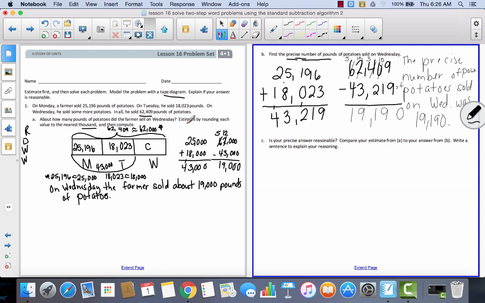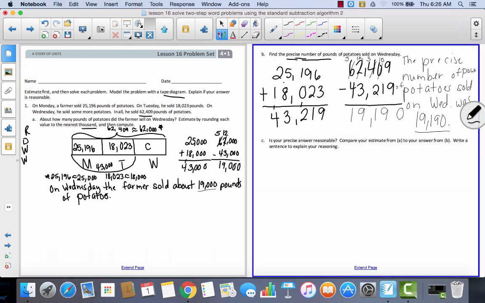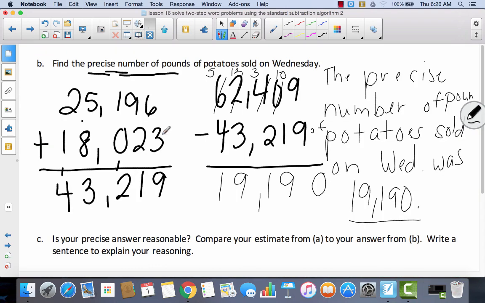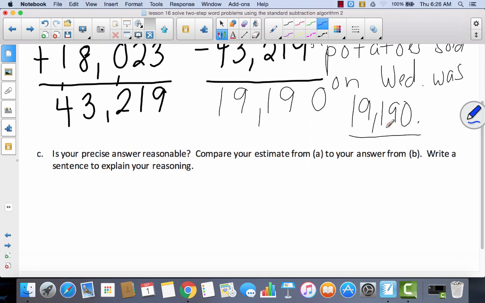Okay, so C says, is your precise answer reasonable? So how can I tell if this answer is reasonable? Well, it tells me, compare your estimate from A. My estimate from A was 19,000 to your answer from B, which was 19,190. What do you notice about these two numbers? I'm going to go ahead and go back to full screen. What do you notice about these two numbers? Well, they're really close, right? So what that means is if your estimate is close to your actual answer, that means that your answer is reasonable.